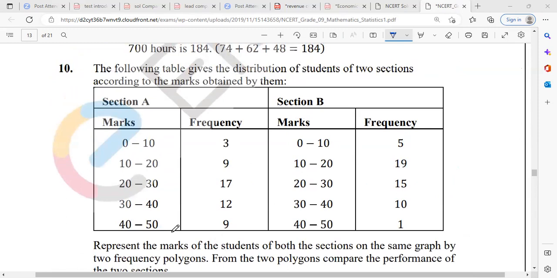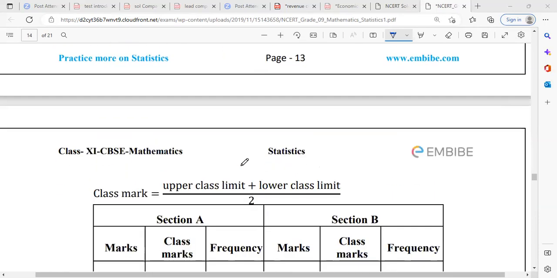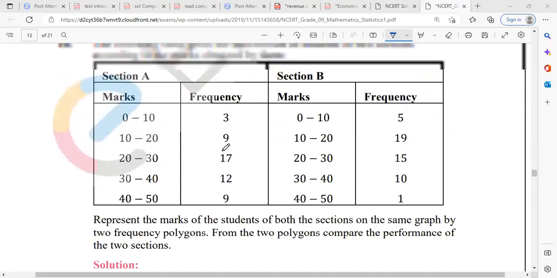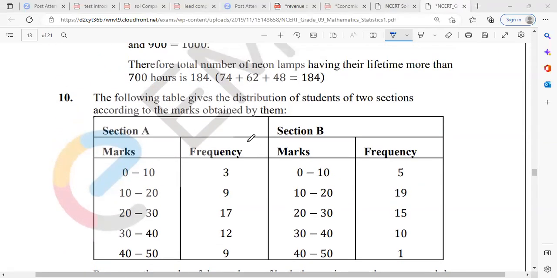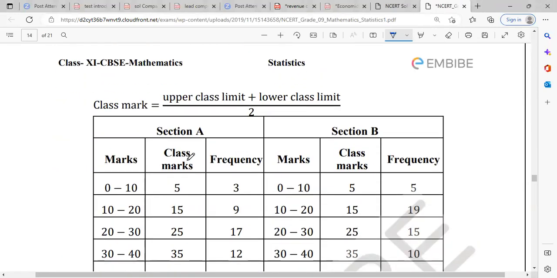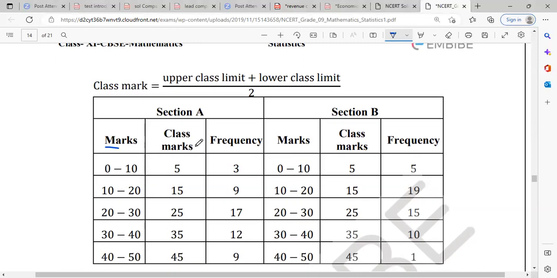I'll just tell you about section A. Section B you will do on your own. Clear? So for a frequency polygon, first of all, you need to make one more table. That table will be class marks. How to find these class marks?